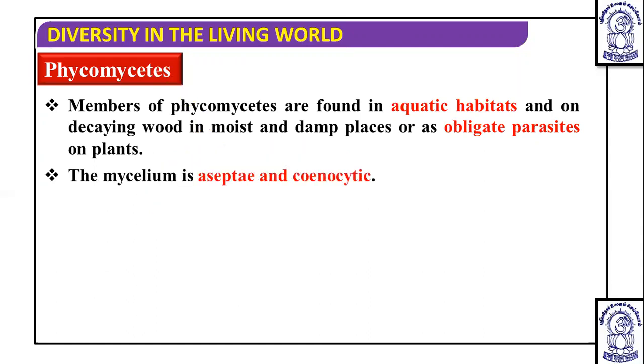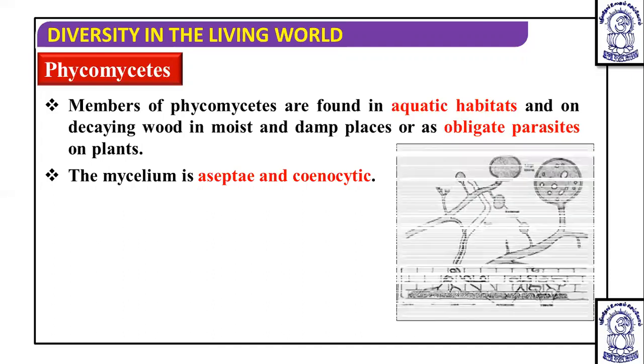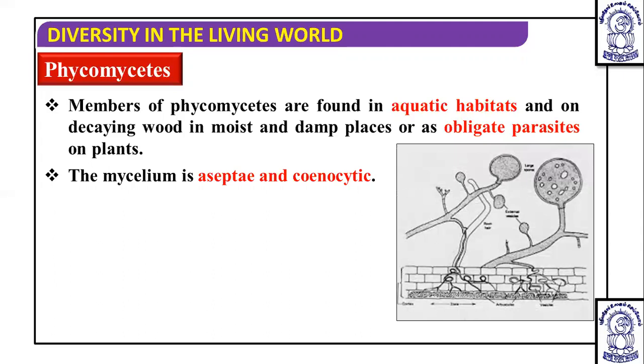When we see the mycelium of this particular Phycomycetes, we have studied that in lower fungi the septa or crosswalls are absent, so the mycelium or hyphae become aseptate. And if it is aseptate, then the whole mycelium or hyphae will be multinucleated, and the term used for the multinucleate condition is coenocytic.